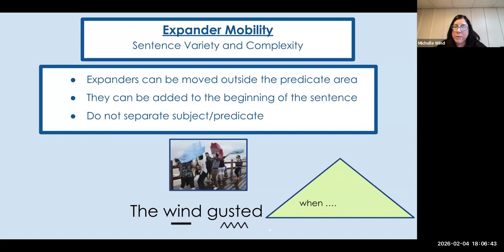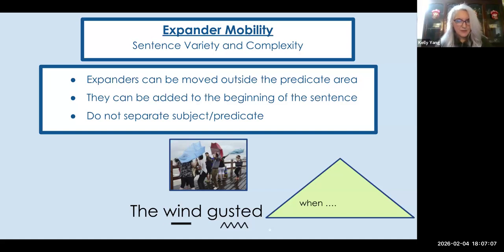Kelly, I think we could keep moving, but I don't know if you want to spend some time on this example, the wind gusted. I don't know if you want to put in the chat, if you're here, can you add to this the when starter word, when, to expand when the wind gusted. If you see this image here, this photograph, you want to type it in the chat. Maybe we could share some out. Does anybody have one?